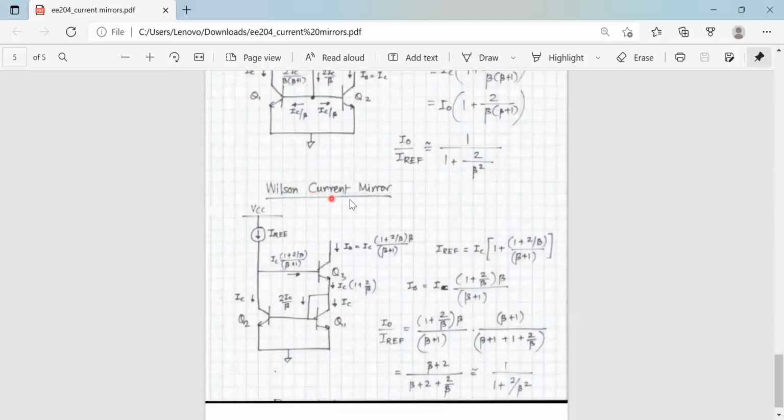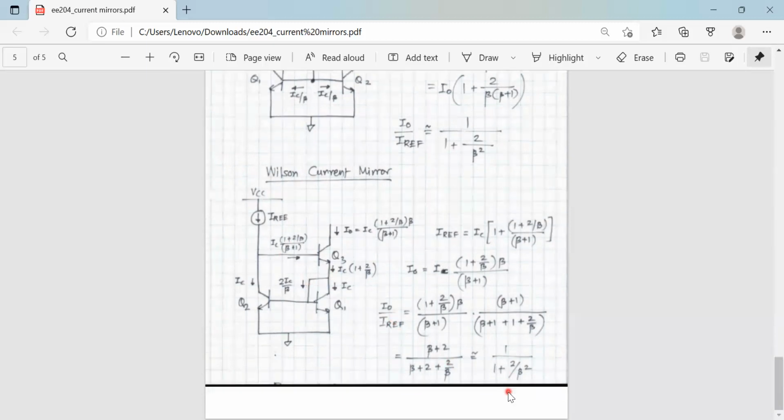There is the Wilson current mirror. The structure is with 3 BJTs. If we solve using Kirchhoff's laws, we will get IO by I RF is 1 plus 2 by beta square. Okay. Let's stop this lecture.